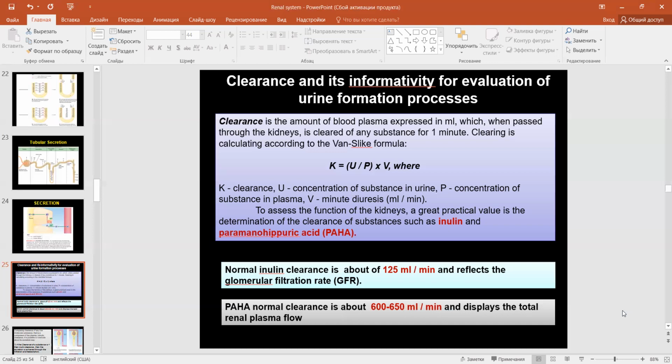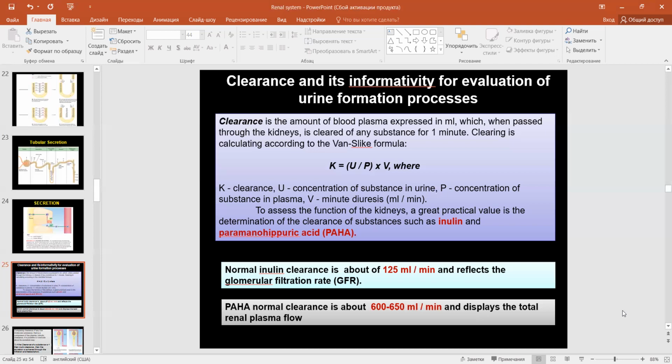The plasma clearance of any substance is defined as the volume of plasma completely cleared of that substance by the kidneys per minute. It refers not to the amount of the substance removed, but to the volume of plasma from which that amount was removed.